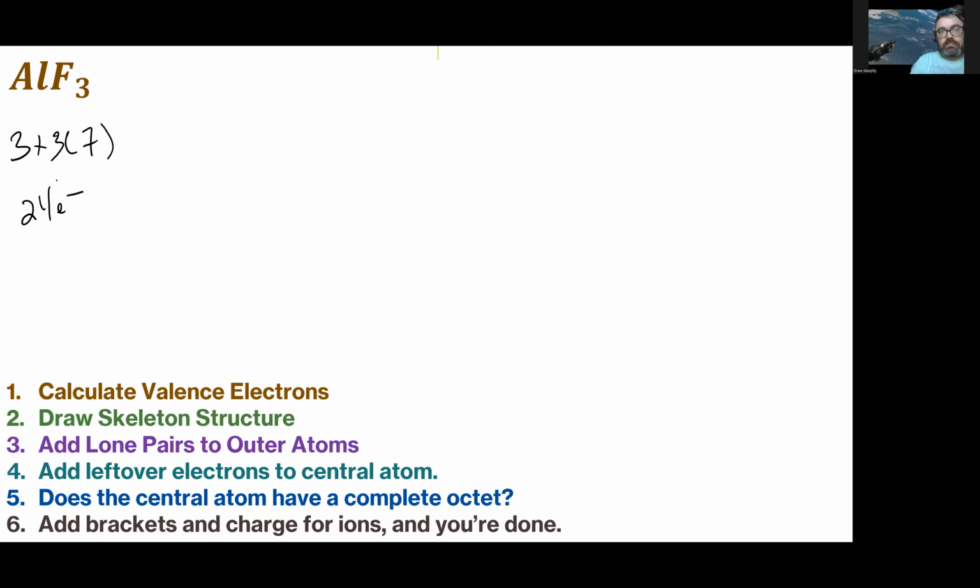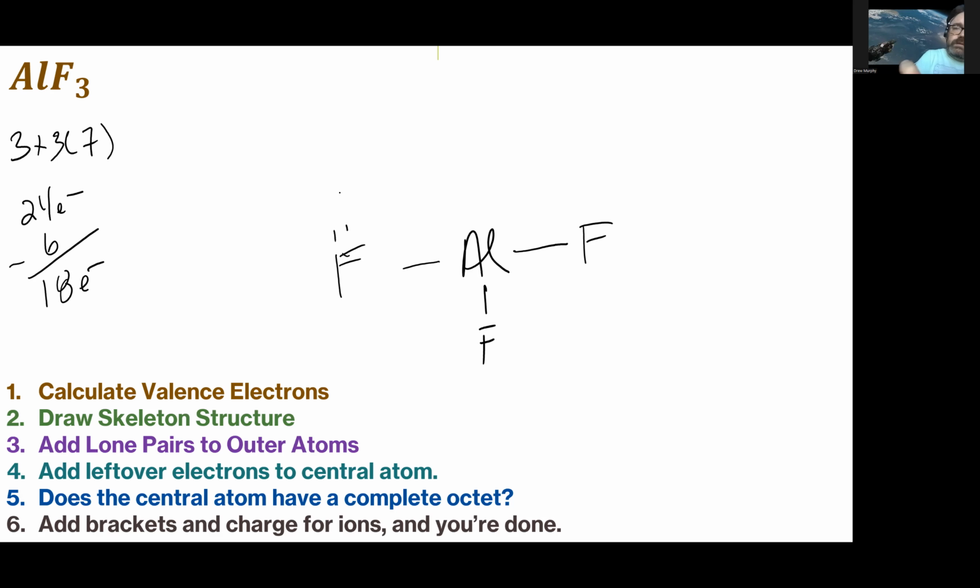So that means aluminum is in the center. And we're going to have 3 fluorines stuck on the aluminum. Oops, I didn't draw the bond. All right. So that takes care of 6, which means we have 18 left over. 1, 2, 3, 4, 5, 6, 7, 8, 9, 10, 11, 12, 13, 14, 15, 16, 17, 18. Okay. And we hit 0.